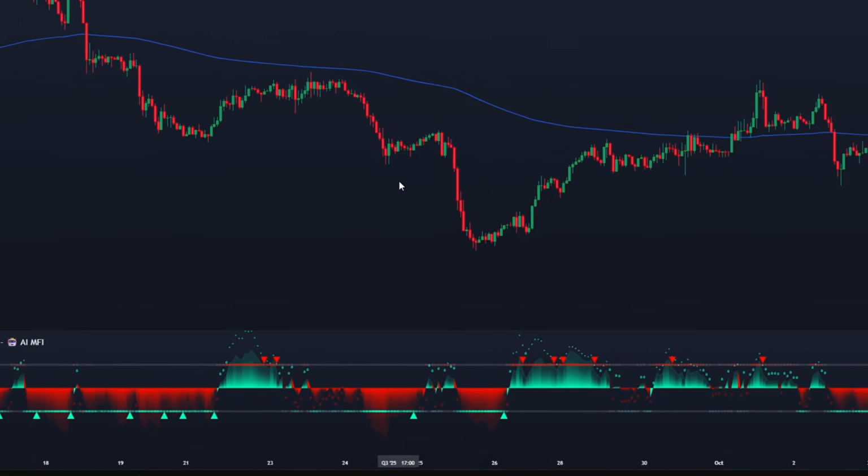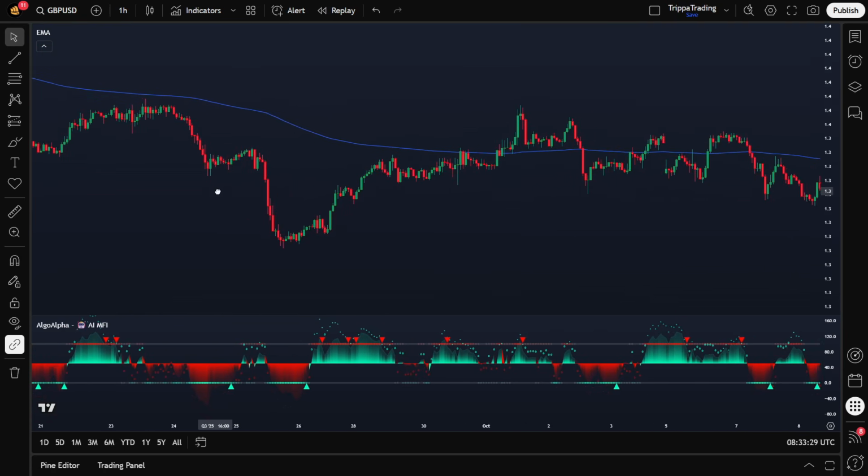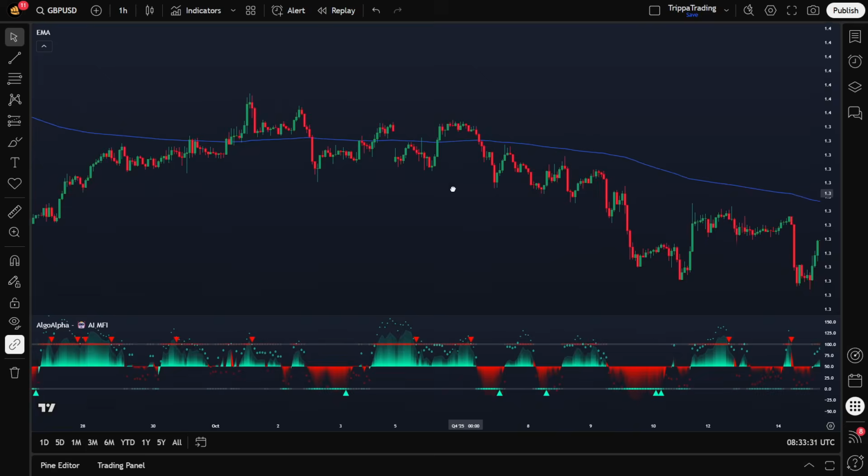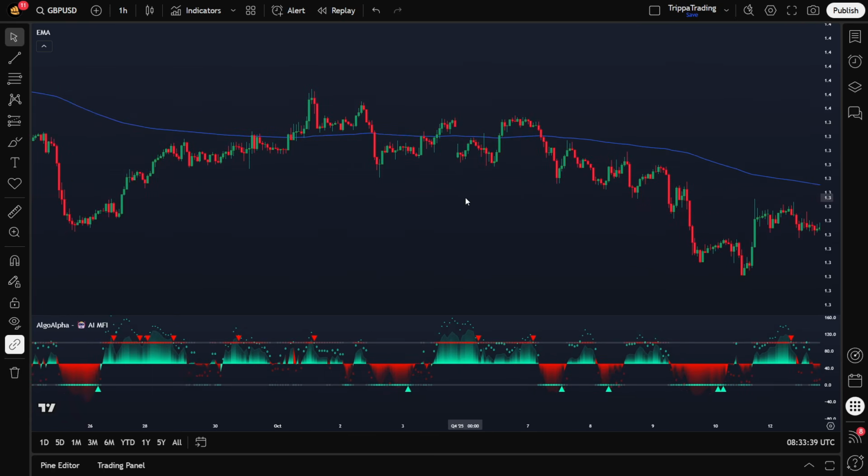The stops go just beyond the recent swing, and you can exit when the bias flips back to neutral or when an opposite triangle appears. It's not AI in the true sense, but it's a much smarter version of the traditional MFI that adapts with the market instead of staying static.